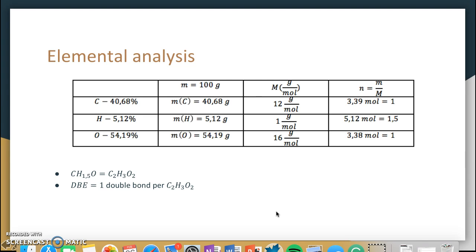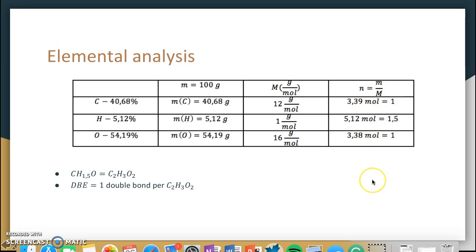Then we looked up the molar masses for carbon, hydrogen, and oxygen on the periodic table, and we saw for carbon there's 12 grams per mole, for hydrogen 1 gram per mole, and for oxygen 16 grams per mole. Then we calculated the amount of substance using the formula where the amount of substance is equal to the mass divided by the molar mass. For the result, we got 3.39 moles for carbon, 5.12 moles for hydrogen, and 3.38 moles for oxygen.